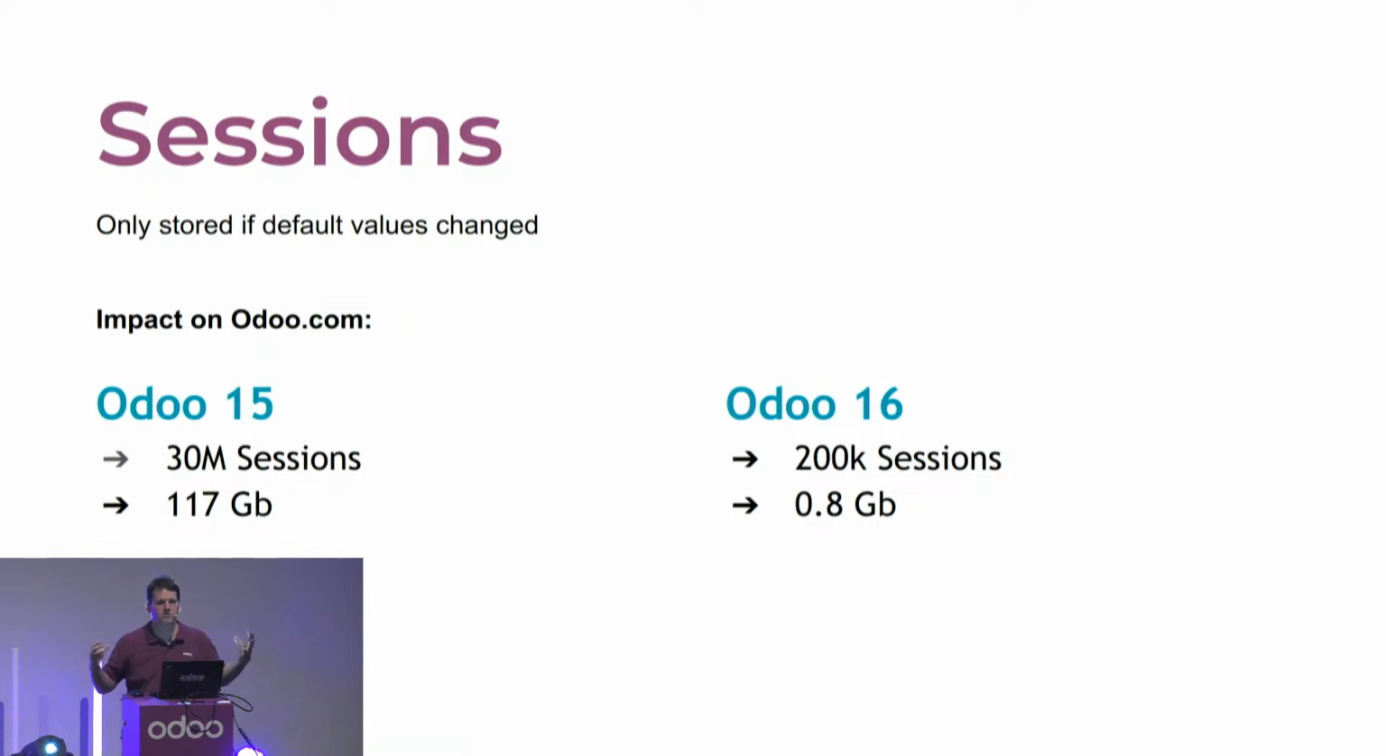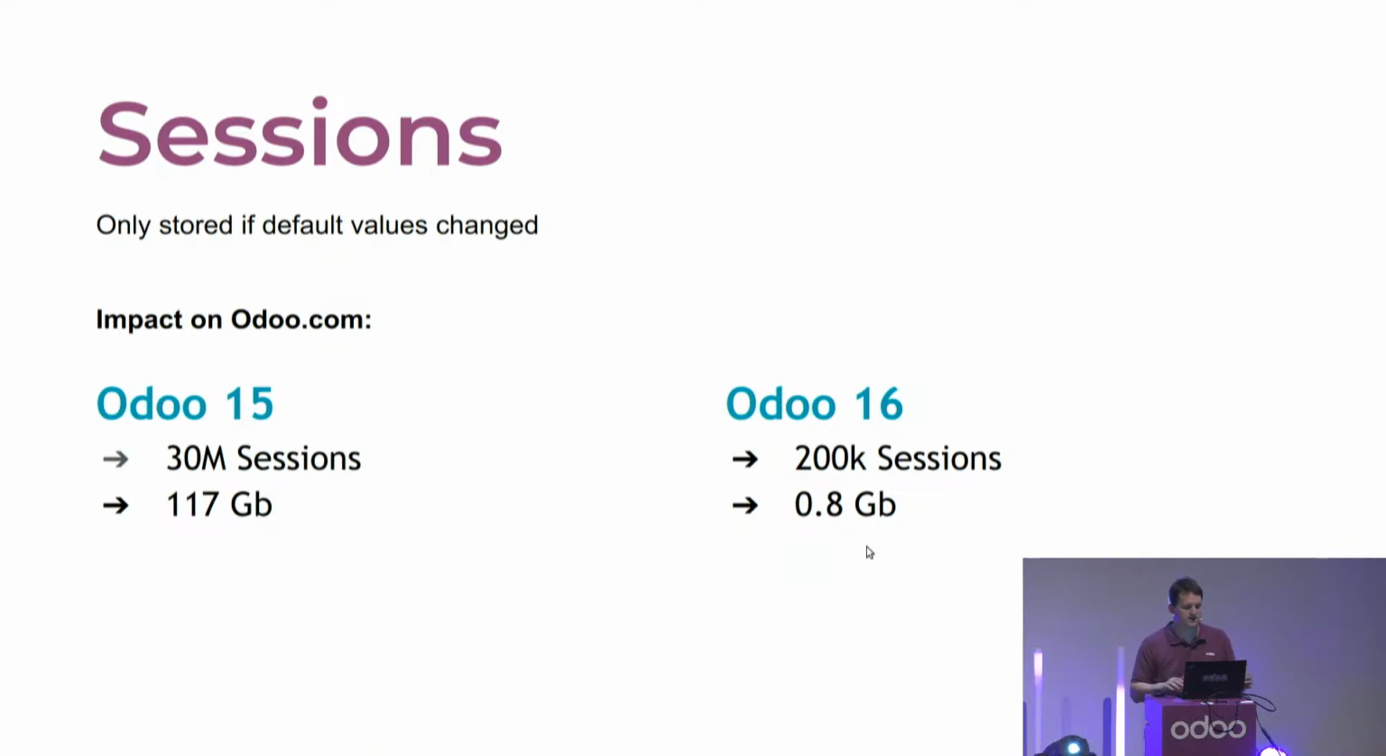Sessions: before, every time you had a visitor on your website, we created a session on your file system. The impact on our own database, Odoo.com, we had 30 million sessions. That was 117 gigabytes of data. Now we only create a session when we need it, like if a user puts something in his cart. If it's just a visitor that views a page, we don't need to store something. Like he doesn't put anything in his cart, we don't store the session. And we went from 30 million sessions to 200K sessions, 0.8 gigabytes. And of course, that translates into a faster website too.